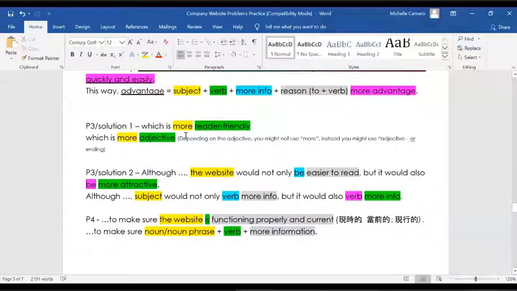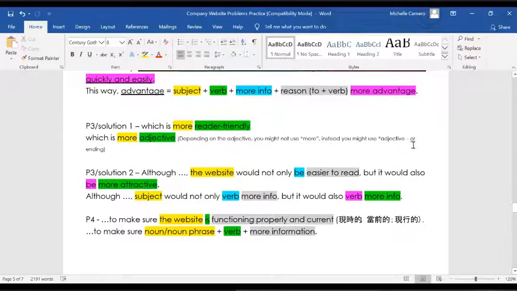All right. For problem 3, remember there's 2 solutions, so you're going to have 2 advantages, one for solution 1 and one for solution 2. So for this one, they said, which is more reader friendly? So what you can do is which is more and then adjective. And again, just remember, depending on the adjective, you might not use more with your adjective.